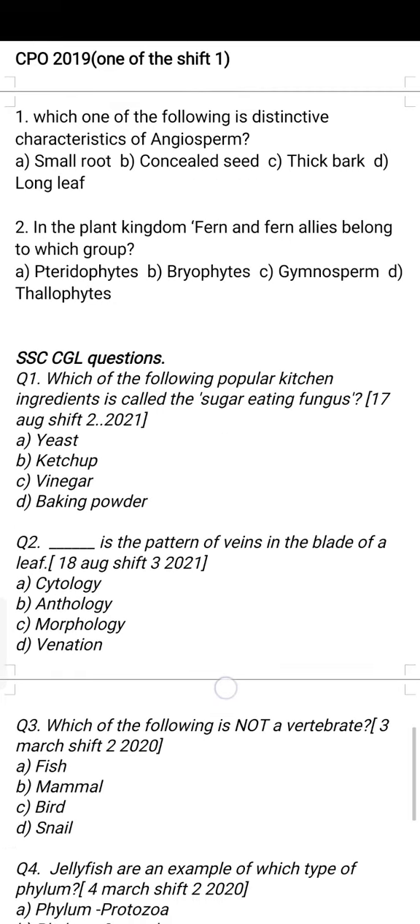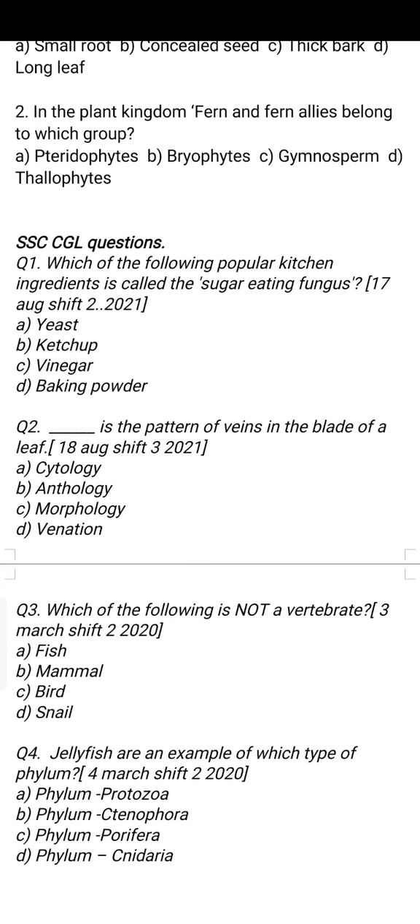Option number A. And in the CGL, SSC GK questions, question number 1, we have: which of the following popular kitchen ingredients is called the sugar-eating fungus? And as you all know, the SSC exam is known for framing exceptional things into questions. In this case, the exceptional one is yeast, as yeast is the only unicellular organism in the whole fungi kingdom. Yeast is known for converting glucose into alcohol. That is why it is called the sugar-eating fungus.